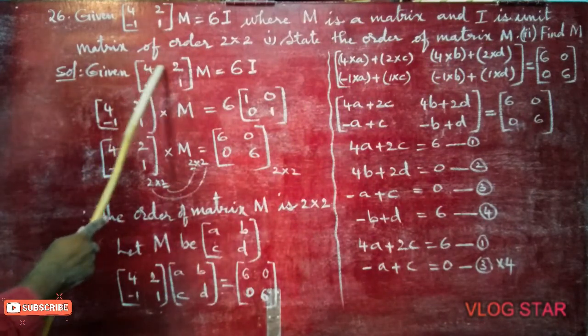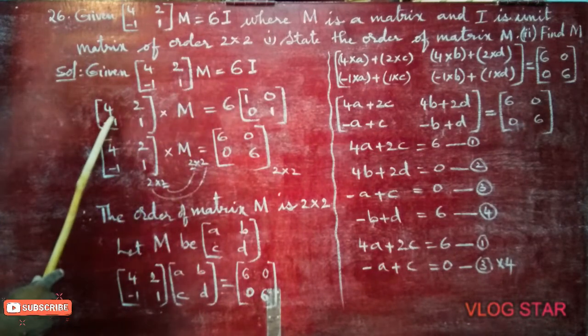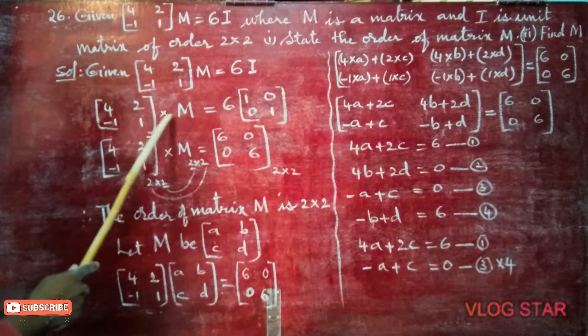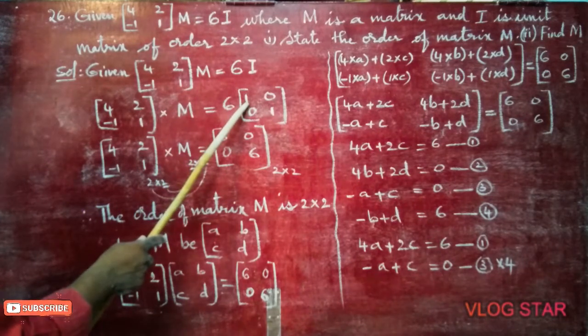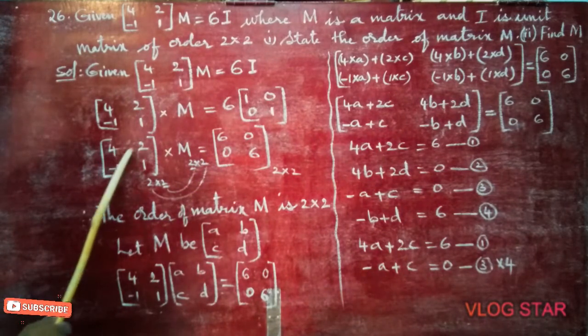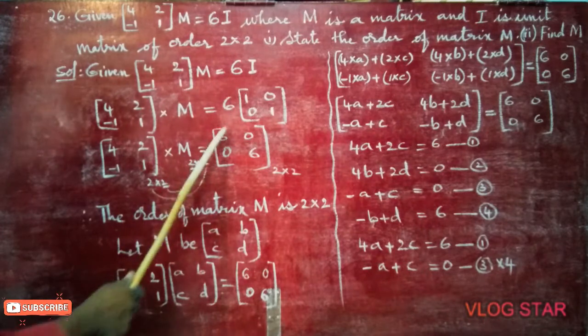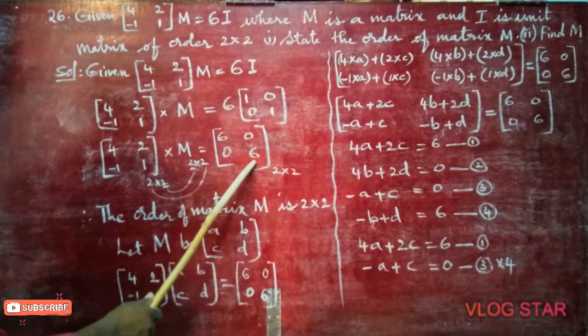Solution. Given 4, 2, minus 1, 1 into M is equal to 6I. 4, 2, minus 1, 1 into M, the unknown matrix, is equal to 6 into identity matrix 1, 0, 0, 1. Now 4, 2, minus 1, 1 into M is equal to multiply with 6. 6 ones are 6, 6 zeros are 0, 6 zeros are 0, 6 ones are 6.